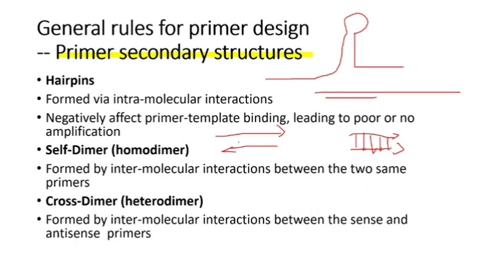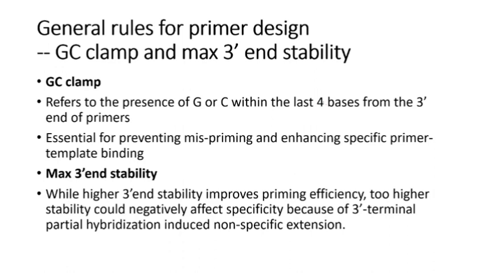Or cross dimer, where the forward and reverse primers can dimerize. Then also it will not bind to the template. So your sequence should be such that it does not form cross-primer dimer or self-dimer, as well as hairpins. And then I think one or two rules are remaining.